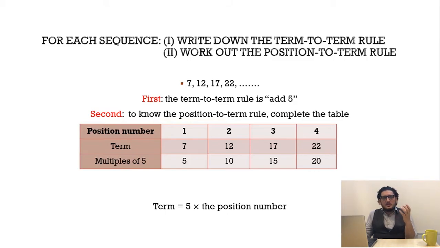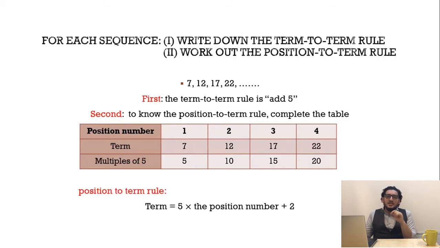So we need to make 5 equal to 7. How to make it bigger? Which operation will we use? We will use adding. 5 plus 2 equals 7. If we want to compare any term with the corresponding multiple of 5, we will have the same operation. You have to add 2 to make the multiple of 5 equal to the term. So each term will equal 5 multiply the position number, plus 2. And this is the meaning of the position-to-term rule. This is the way to find the position-to-term rule from a given sequence.